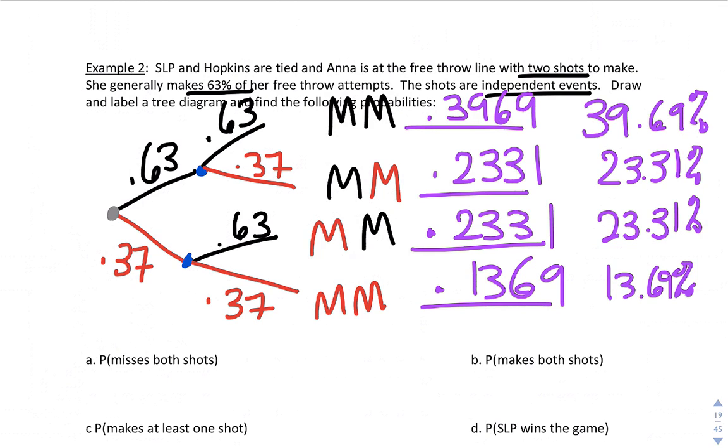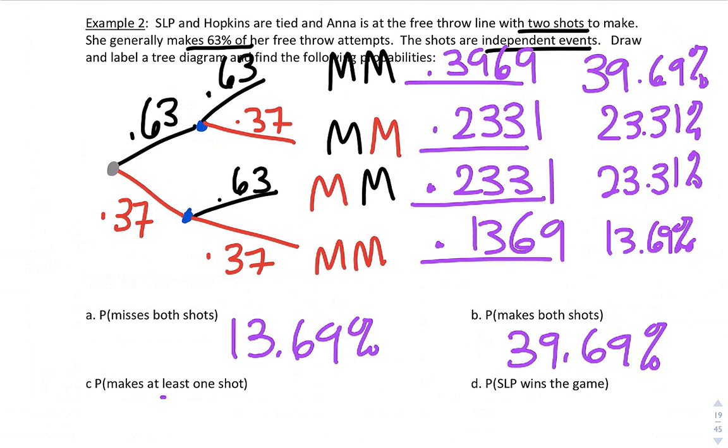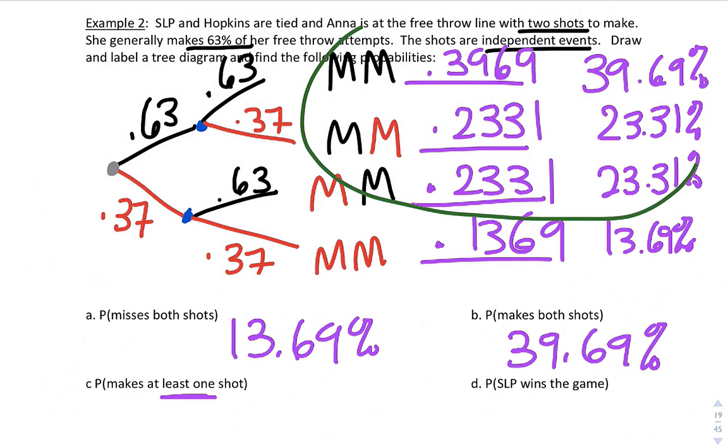What's the probability she misses both shots? 13.69%. Probability she makes both shots? 39.69%. The probability that she makes at least 1 shot. Okay, so at least 1 means she can make both, or at least 1. So we're going to add those together.